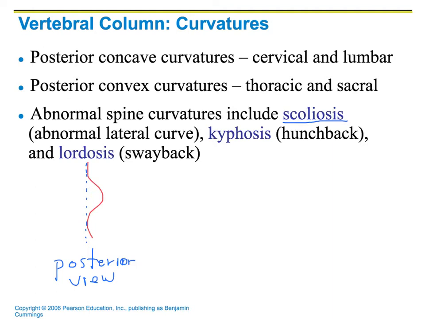For the other two, we need a lateral view with an X-ray. And if we think of our lateral view, our normal curvatures again are concave, convex, concave, convex. For kyphosis, which is an abnormal thoracic curvature, the second curvature, the thoracic curvature, would be exaggerated.